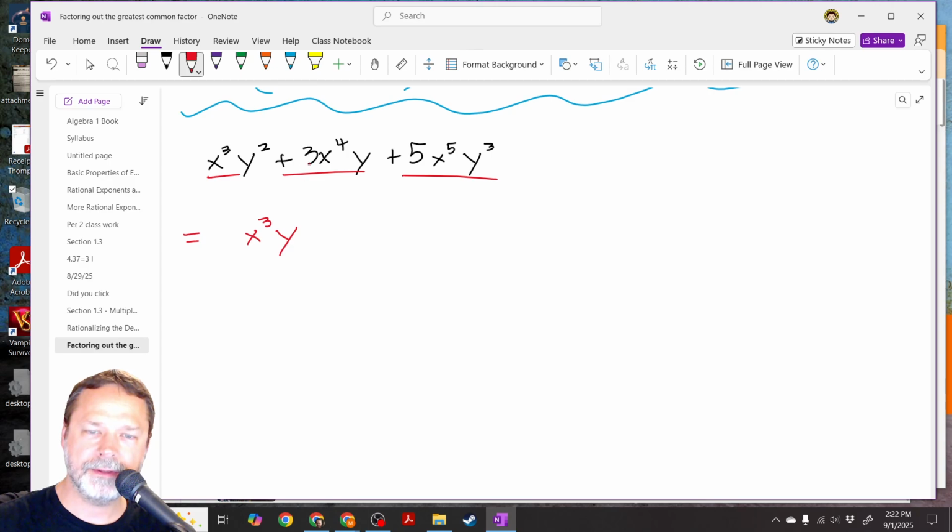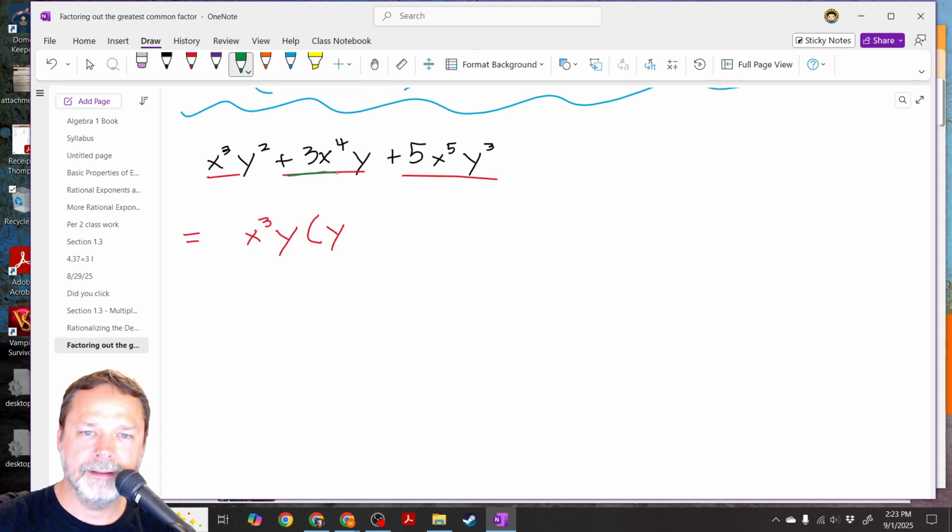And then the numbers, a 3, you can pretend a 1's here, but it's a 3, a 5, pretend. None of those have any factors in common. 3 and 5 are both prime. So x cubed y, that's what I'm taking out. So x cubed times 1 is x cubed, so nothing need to write anything there. Y times y squared, y times y is y squared. There we go. First term taken care of.